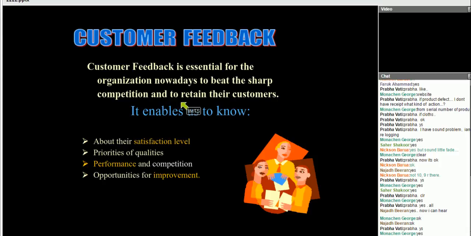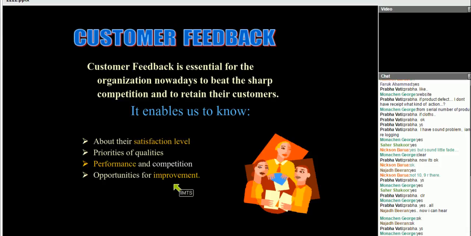Customer feedback is also very important. Customer feedback is essential for the organization nowadays to beat the sharp competition and to retain their customers. It helps us to know about their satisfaction level, priorities of qualities, performance and competition, opportunities for improvement. Right. So with the help of customer feedback, the company will be able to understand the problems that the customers are facing so that they can improve their service and quality of their product, which will ultimately improve their performance.